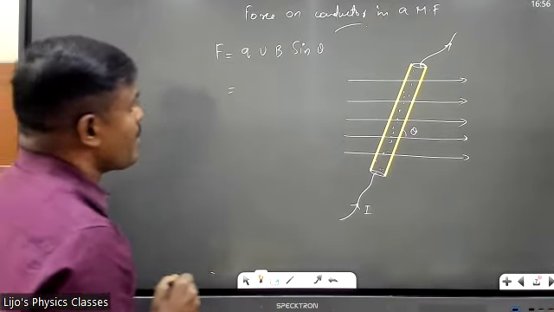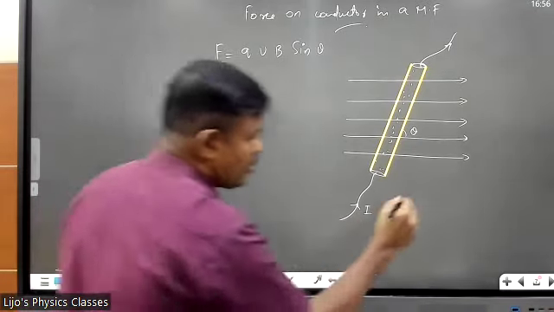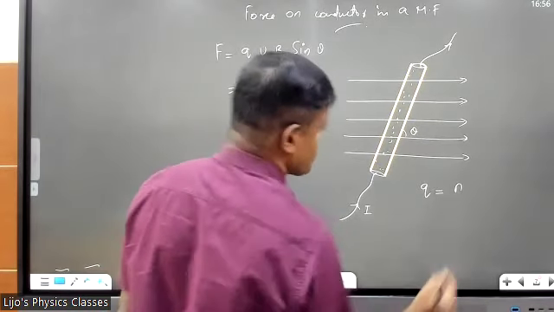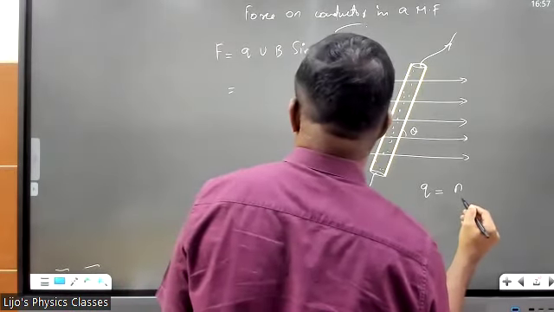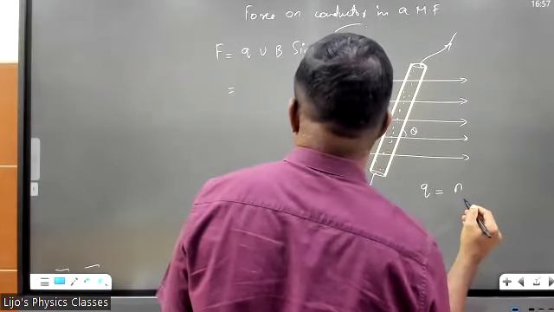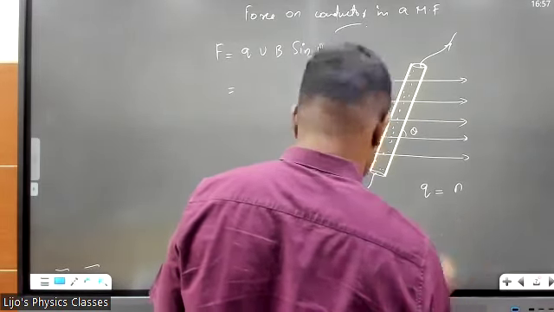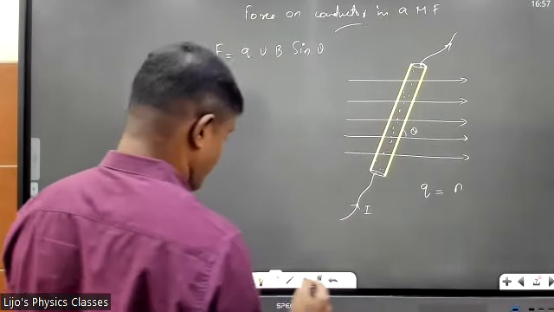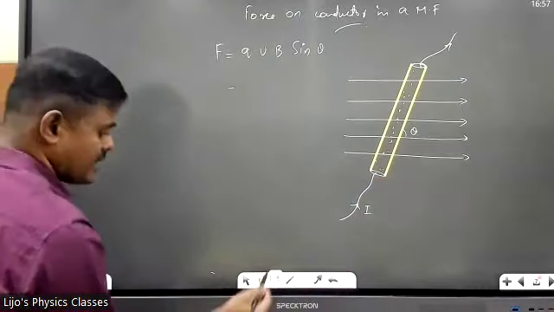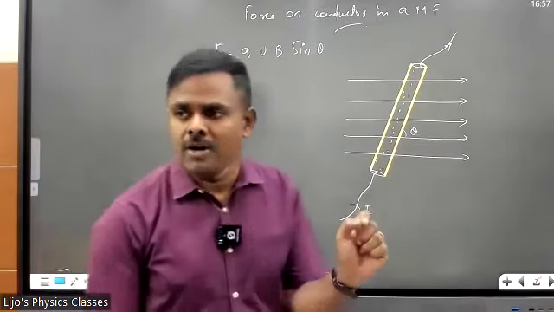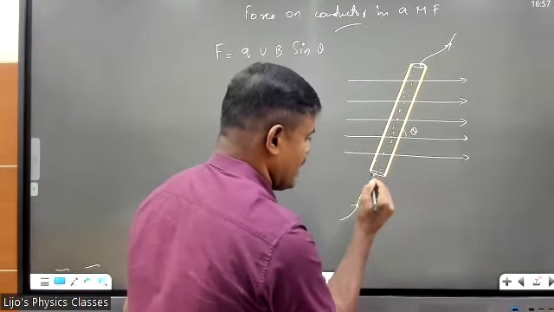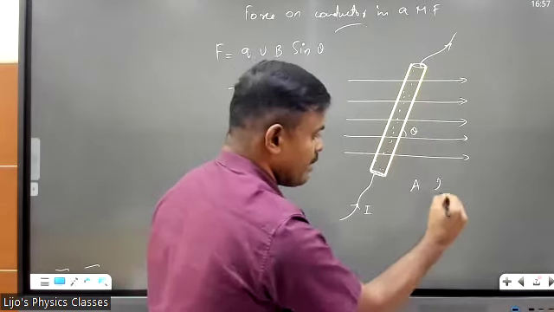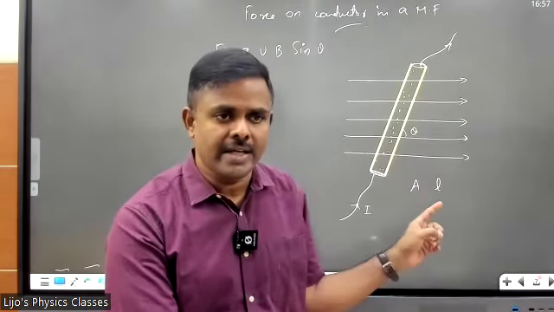What is Q here? I'll tell you an easy method here. Imagine the volume of the conductor. Area of cross section is A. Length of the conductor is L. Volume of the conductor will be A into L, right?